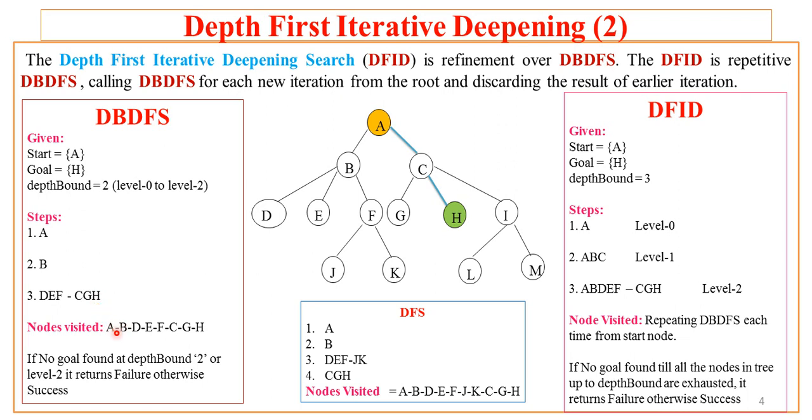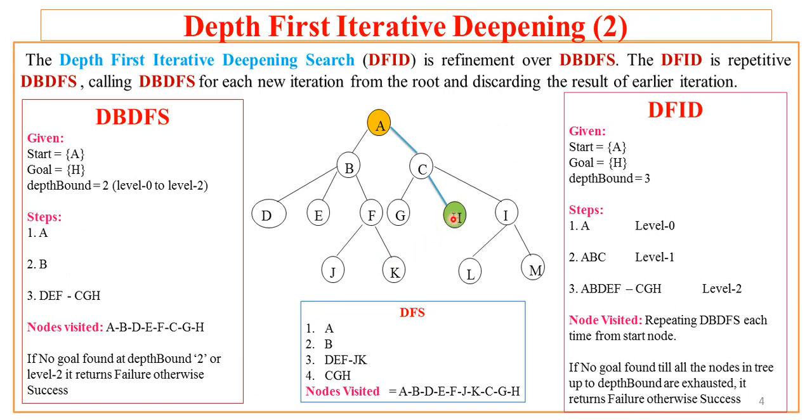See, the nodes visited are A, B, D, E, F, C, G and H. It is something like A level 0, B level 1, then D, E and F, that is level 2. Then next it accesses the node at the front of the open, which is C. So this is a level 1 node. Then G and H, as the goal has been found, so it stops.